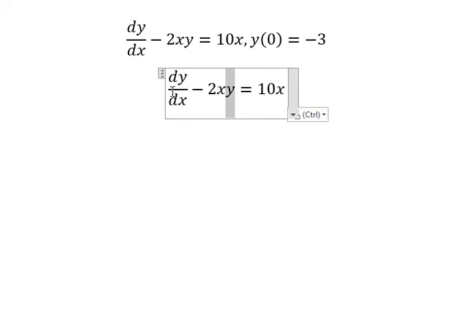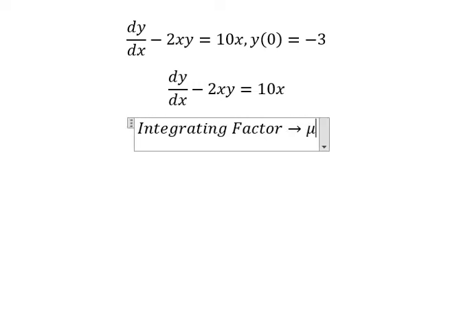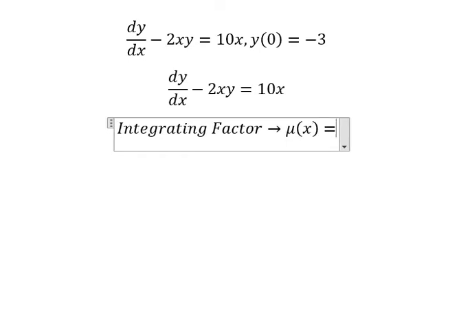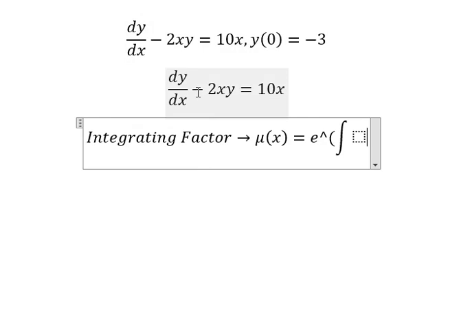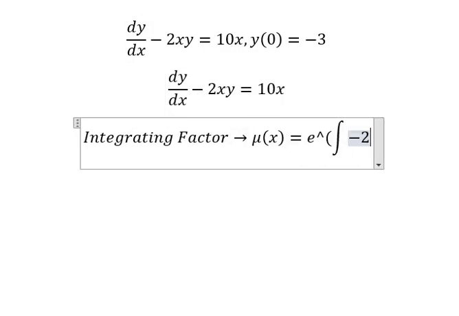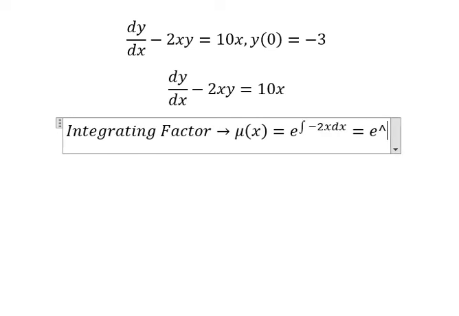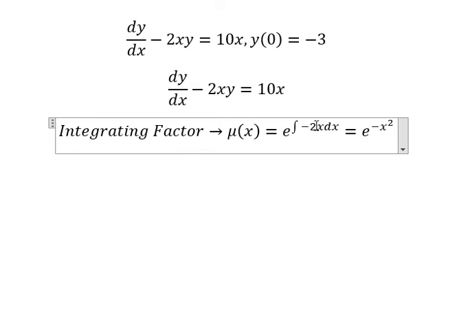We have y and the first derivative of y, so we can use an integrating factor. So we need to use mu of x equals e to the power of the integration. We see that negative 2x next to y is for the integrating factor. And we have e to the power of negative x squared after doing this integration.